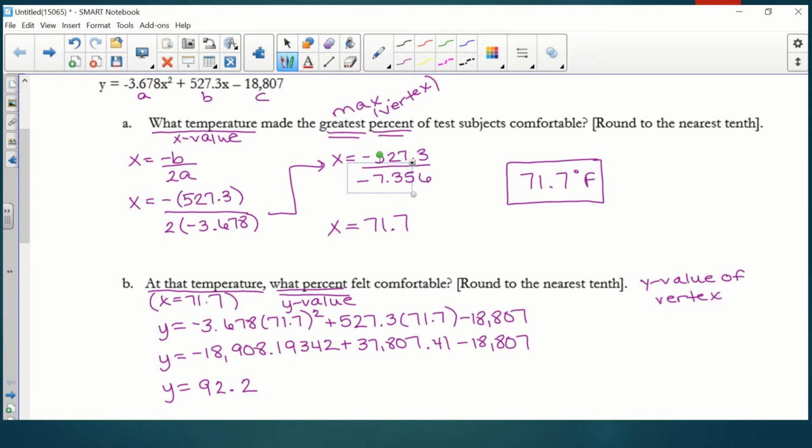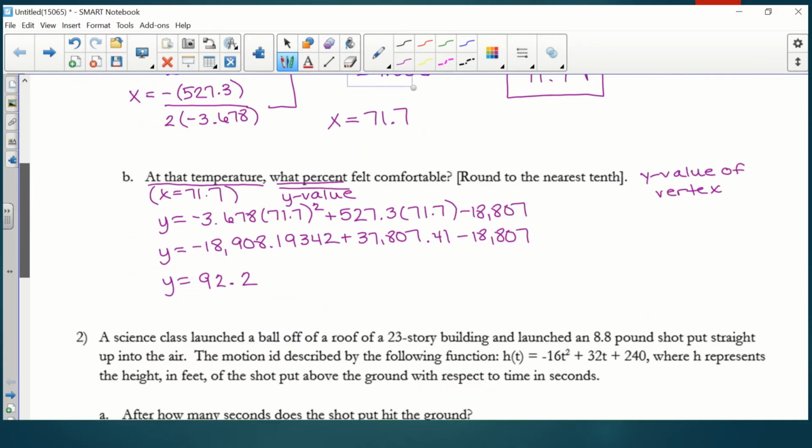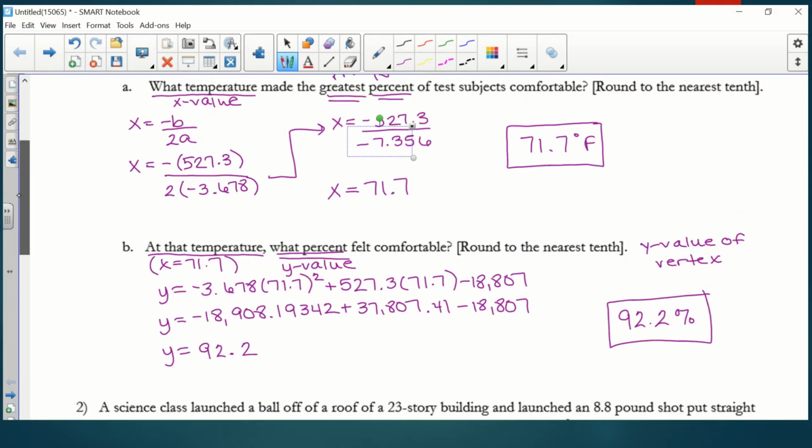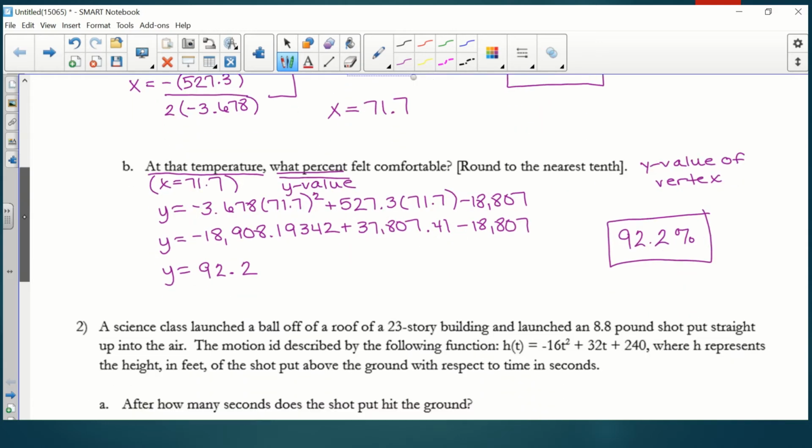All right, so what does that mean? It's asking me for what percent felt comfortable. So what percent of test subjects? 92.2% of test subjects felt comfortable when the temperature was 71.7 degrees Fahrenheit. So that's what our vertex is telling us.